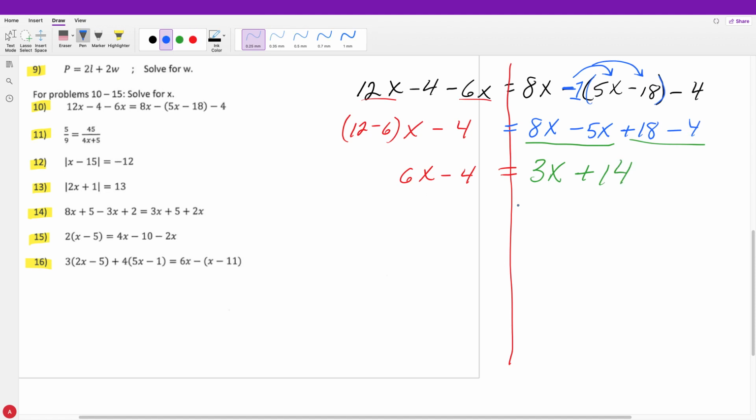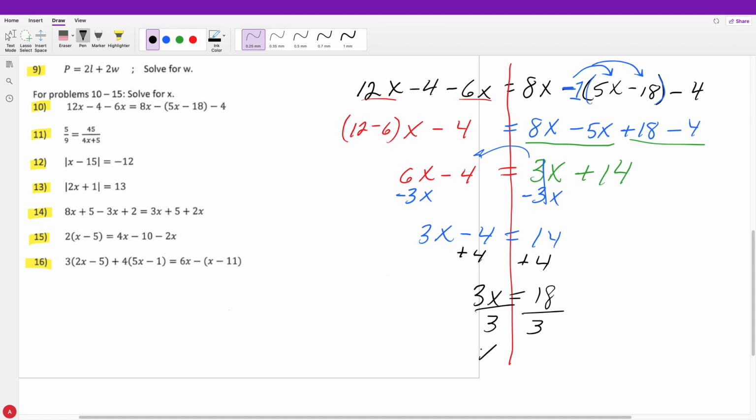Now that I simplified everything, now I do need to use my inverse operations when I want to move things to the other side. So since it's a positive 3x and I want to move all my variables to one side, I need to subtract 3x from both sides. That cancels. So now I'm left with 3x minus 4 is equal to 14. I will then add 4 to both sides, and 3x is equal to 18. Then I'll divide each side by 3, and x is equal to 6.